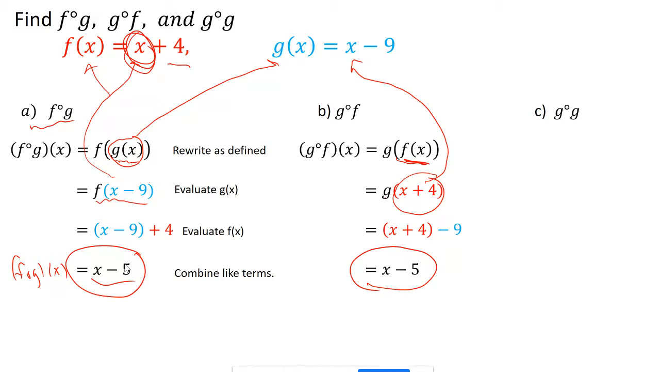And I have to say that this is a coincidence, right? You're not always going to end up with the same thing here. In this situation, we did, but that's not always the case.